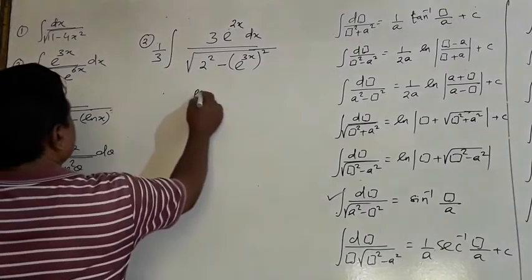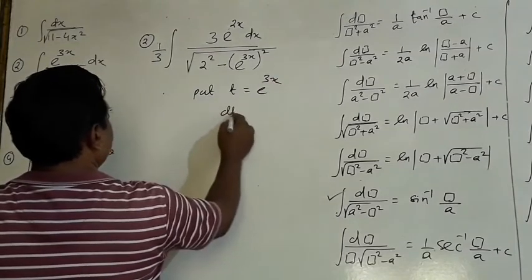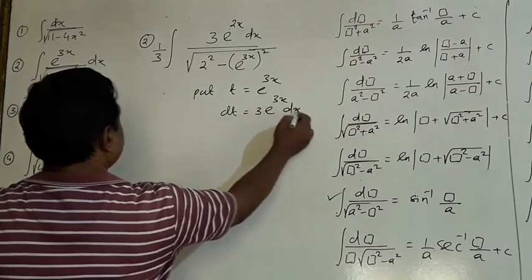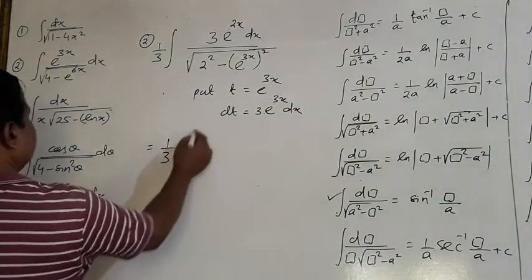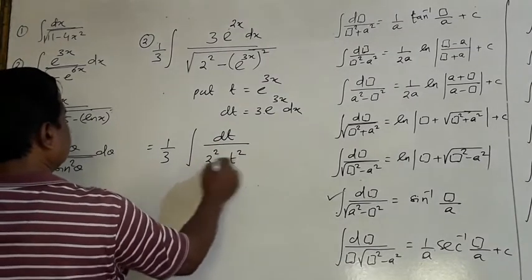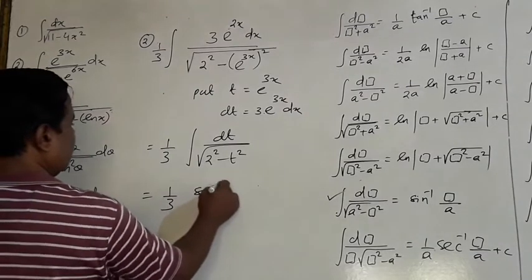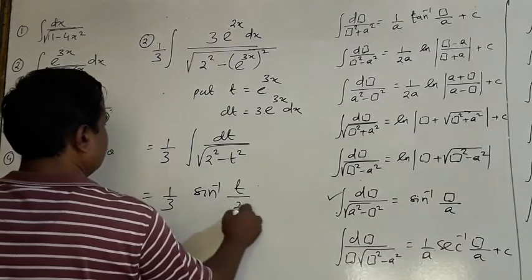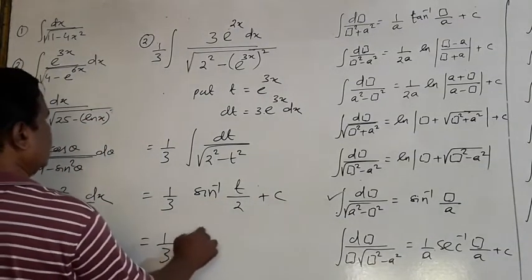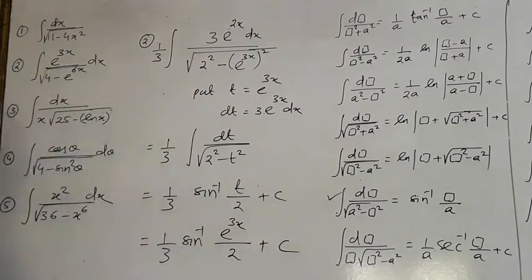Now put t is equal to e to the power 3x. Then dt is e to the power 3x, the derivative of 3x is 3, dx. It is 1 by 3 integration dt by root over 2 square minus t square. Whatever, it is 1 by 3 sine inverse t by 2 plus c. It is 1 by 3 sine inverse, t means e to the power 3x, by 2 plus c. Okay.